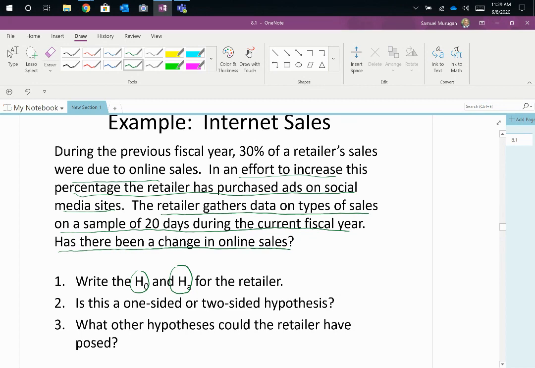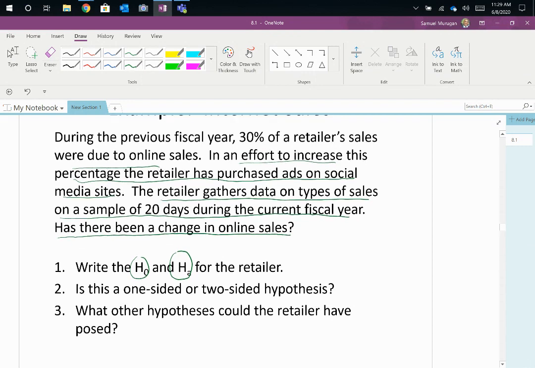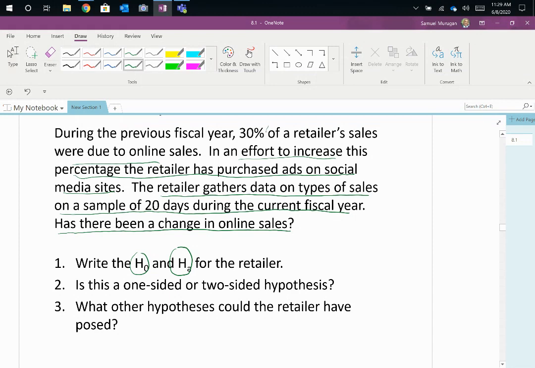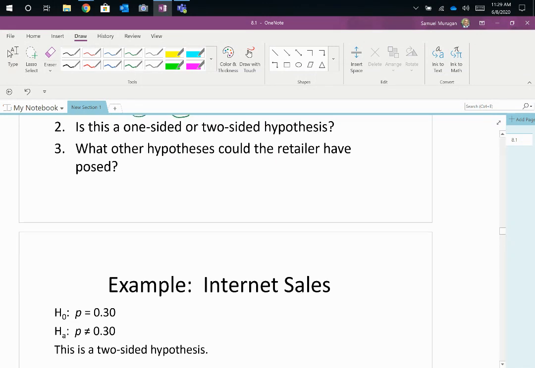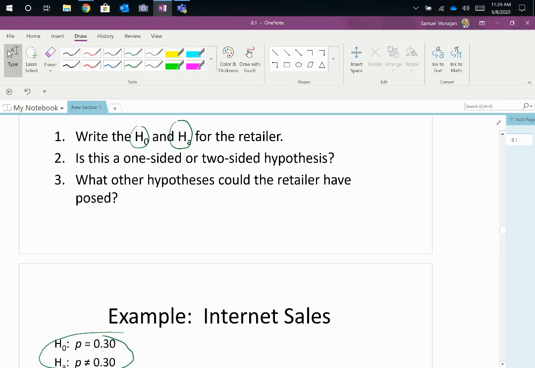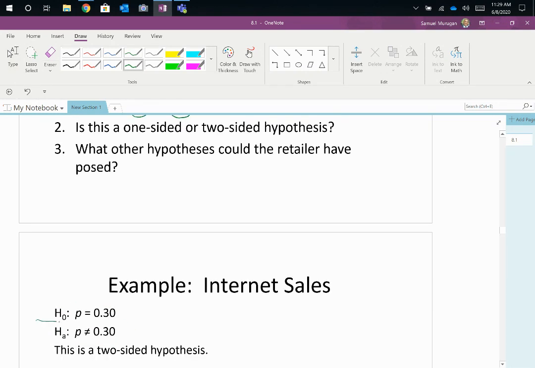Is this a one-sided or two-sided hypothesis? What other hypothesis could the retailer have put? So pay attention to the 30% here. Okay, the null hypothesis is that P is equal to 30%. Okay.